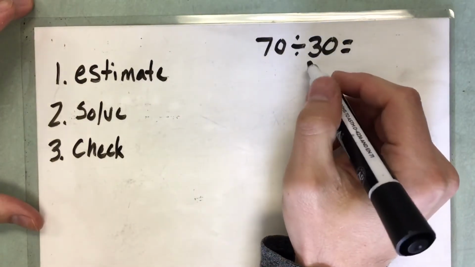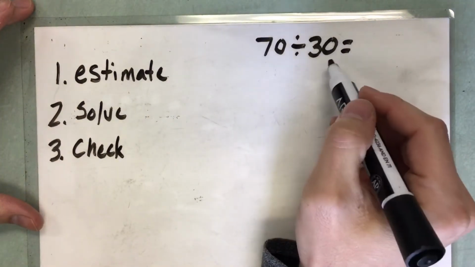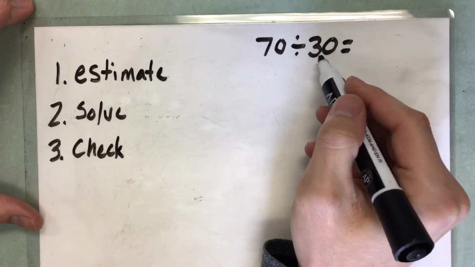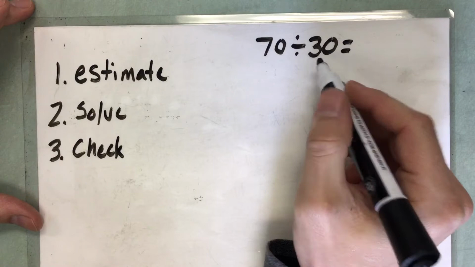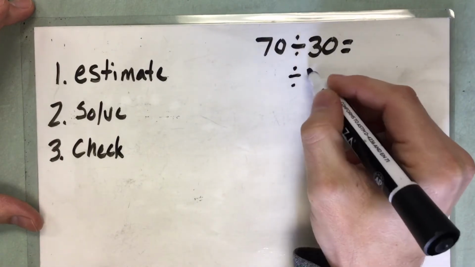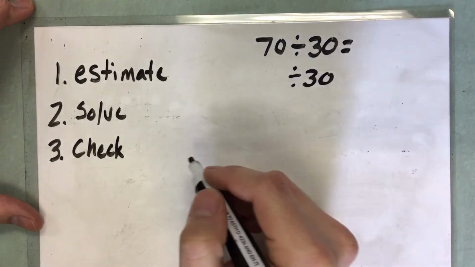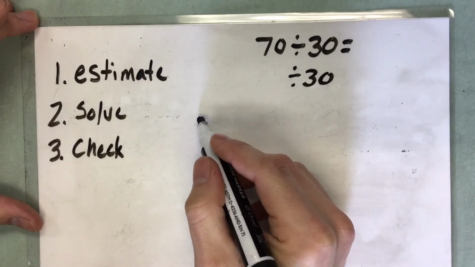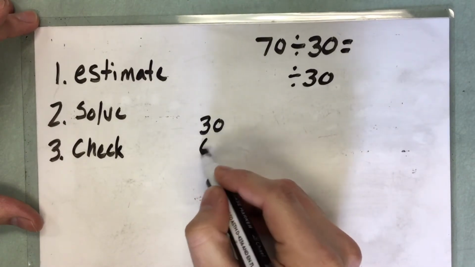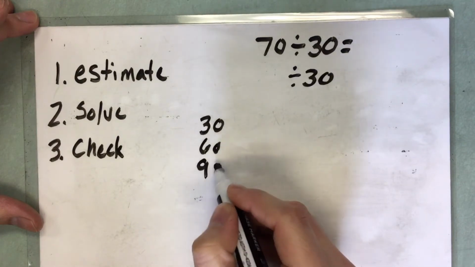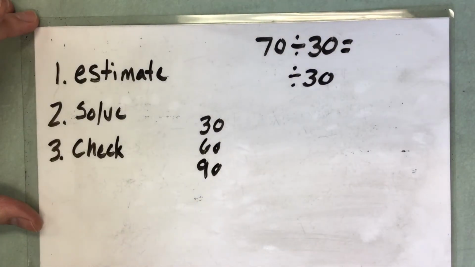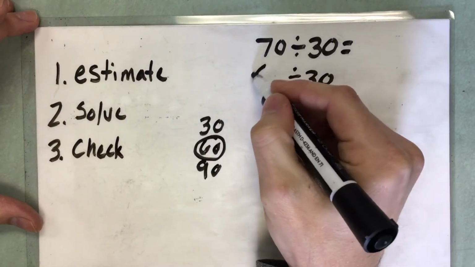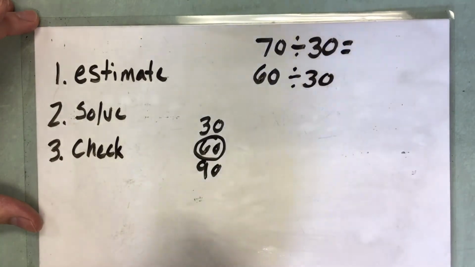So, just like we have done in the previous lessons, let's look at our divisor first. Well, 30 is already a pretty even number, so I'm not going to do anything with that. I'm just going to leave it the same for our estimate. 70, let's think about multiples of 30. How can I change 70 to be a little closer to a multiple of 30? Well, 70 is pretty close to 60, so I'm going to change that to 60.